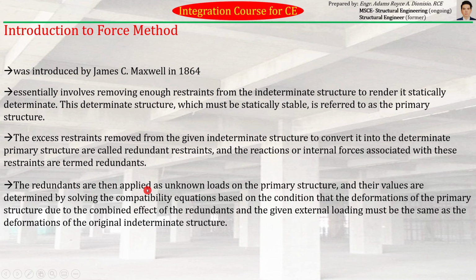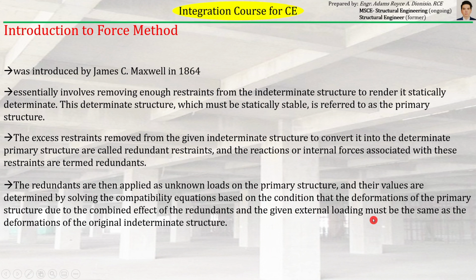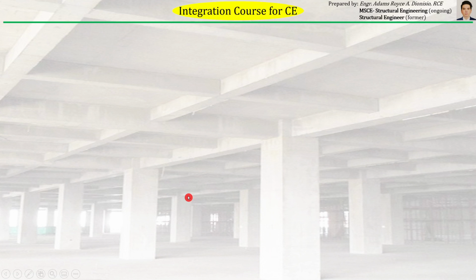The redundants are then applied as unknown loads on the primary structure, and their values are determined by solving the compatibility equations based on the condition that the deformations of the primary structure due to the combined effect of the redundants and the given external loading must be the same as the deformations of the original indeterminate structure. Okay, so it seems medyo confusing yung mga definition or description of the method that we have explained here. So it's better to apply them in a sample problem.